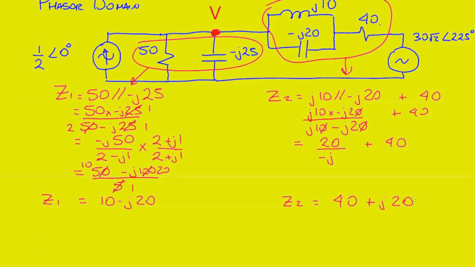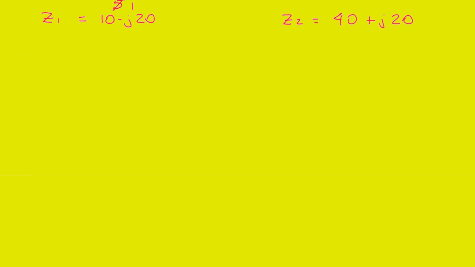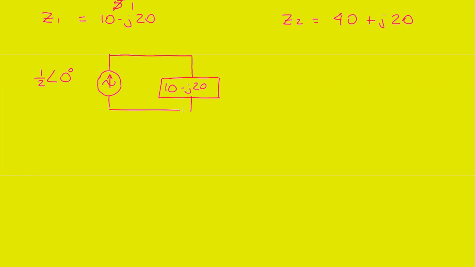I can redraw the circuit yet again to simplify it so that it's much clearer. At this point, if you're really good at remembering things, you might choose to analyze the circuit directly, but I recommend redrawing it. So we'll redraw it one last time, where we'll still have our current source of value 1/2 at angle 0, and that will be driving an impedance which we called Z1 of value 10 minus j20, and that was in series now. That whole thing was in series with Z2, which is 40 plus j20, bringing us over to our voltage source.